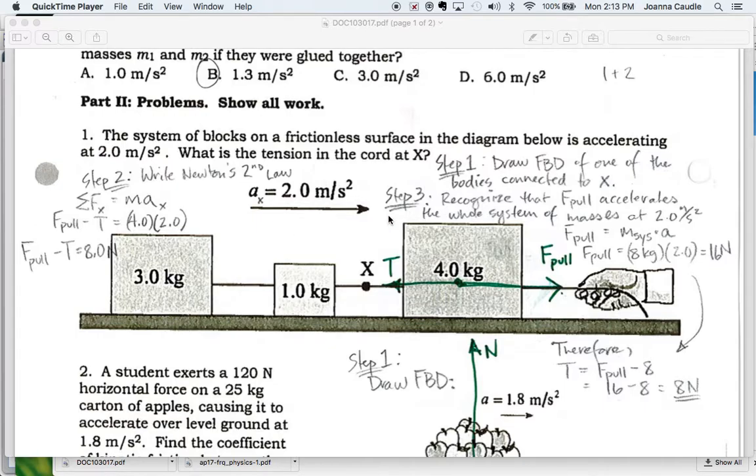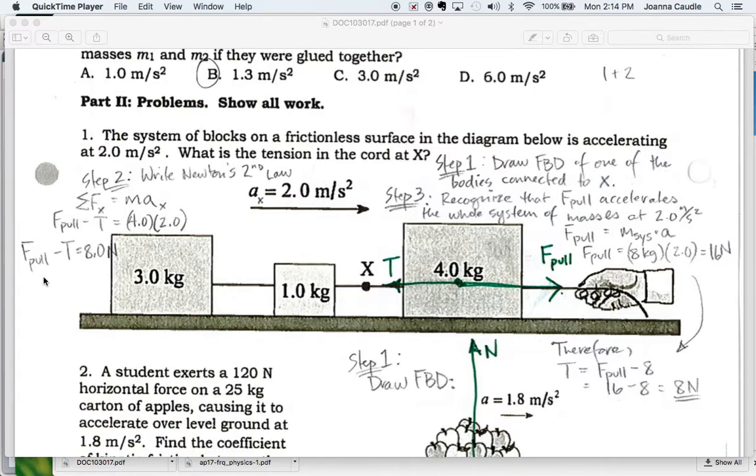And then the next step, step 2, is to write Newton's second law in terms of the forces that you're given. So Newton's second law says that the sum of the forces is equal to the mass times the acceleration of the body. In the case of the 4 kilogram box, we've got a pulling force and a tension force that are acting in opposite directions. So the net sum of the forces is the pull minus tension, and that's equal to the mass of the box times the acceleration, which we've been given. Every box in this system accelerates at 2 meters per second squared.